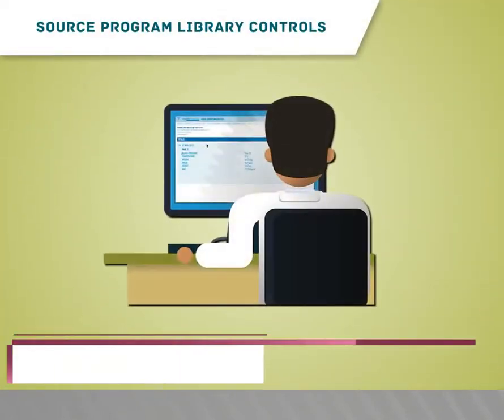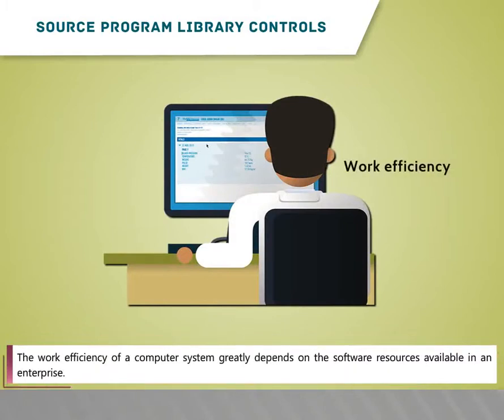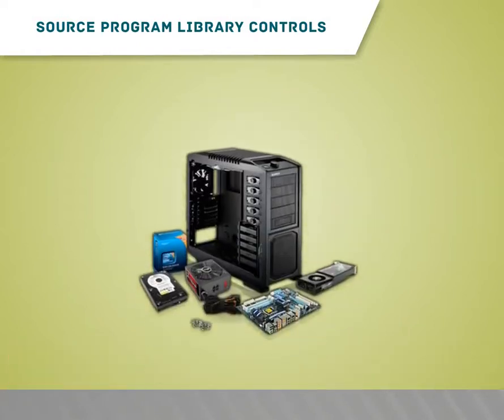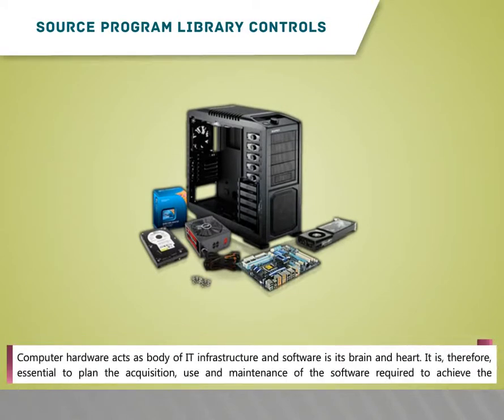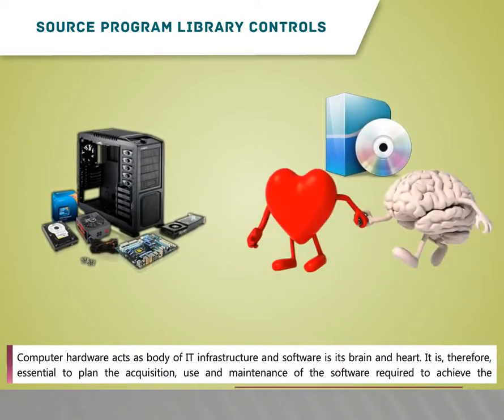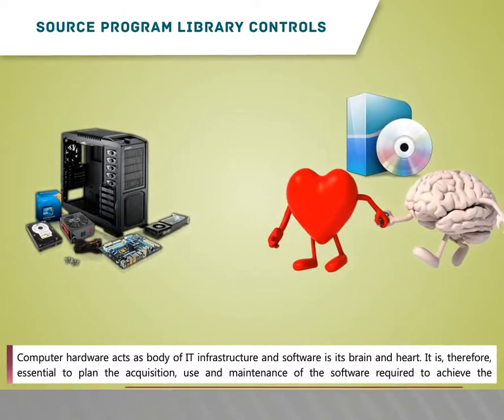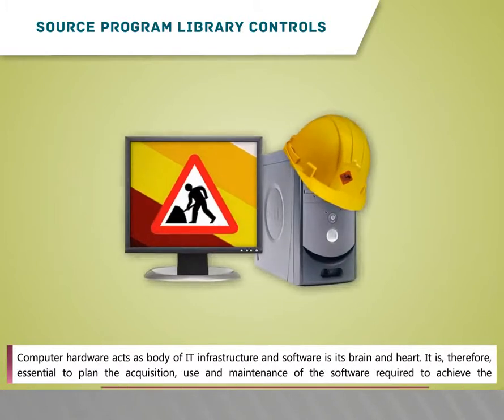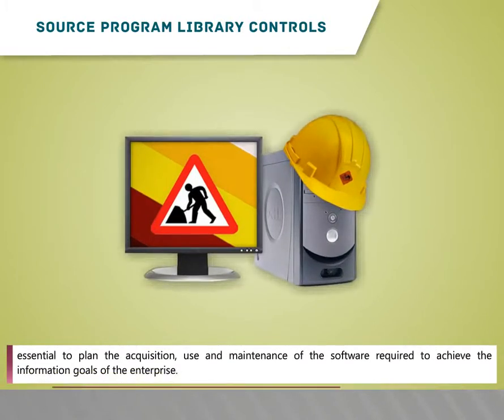Source program library controls. The work efficiency of a computer system greatly depends on the software resources available in an enterprise. Computer hardware acts as the body of IT infrastructure, and software is its brain and heart. It is therefore essential to plan the acquisition, use, and maintenance of the software required to achieve the information goals of the enterprise.